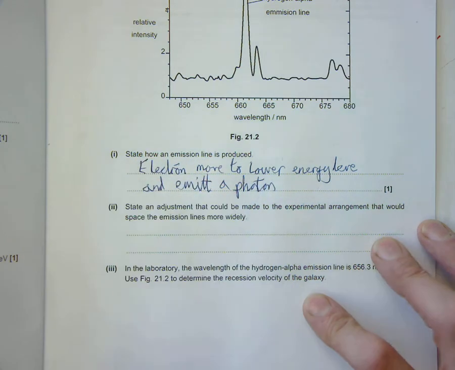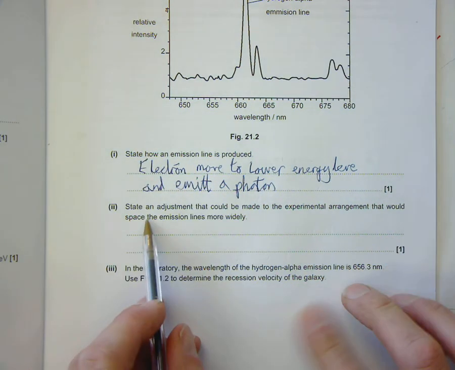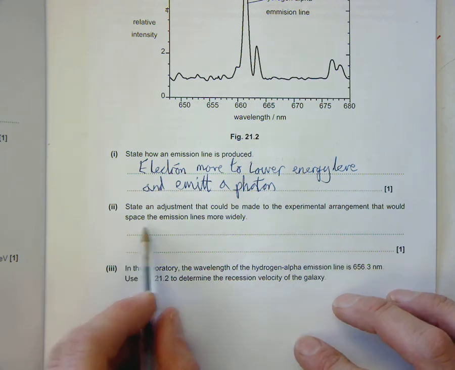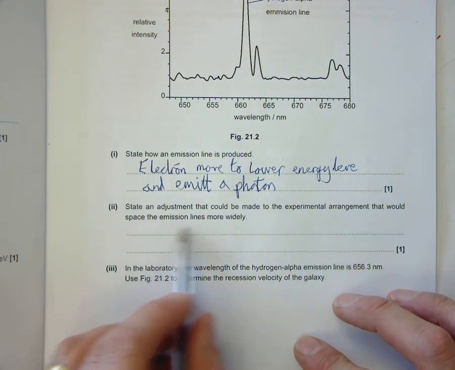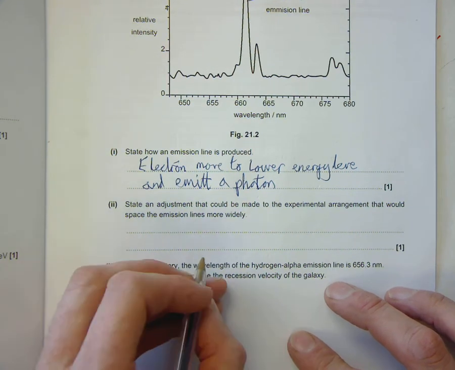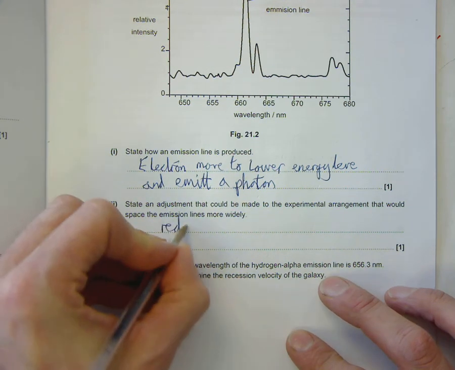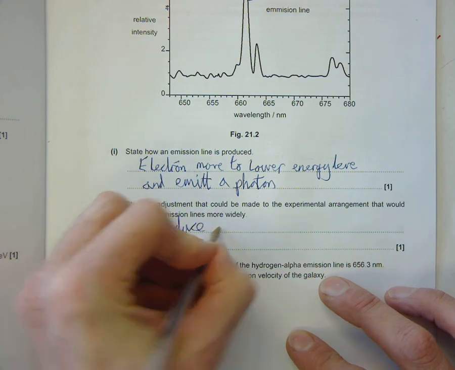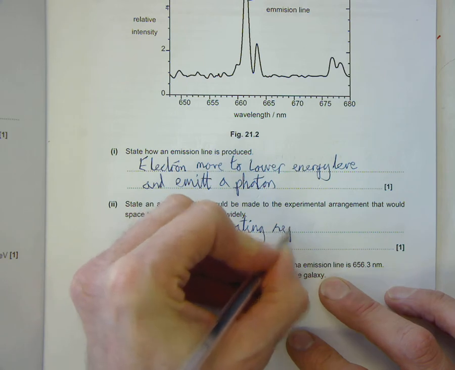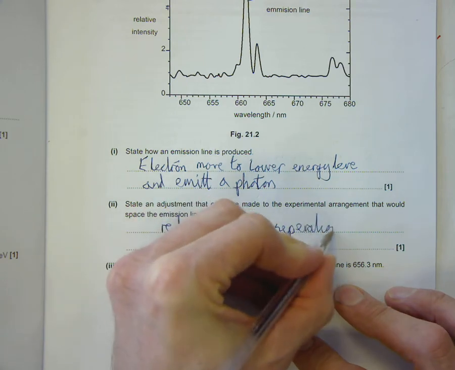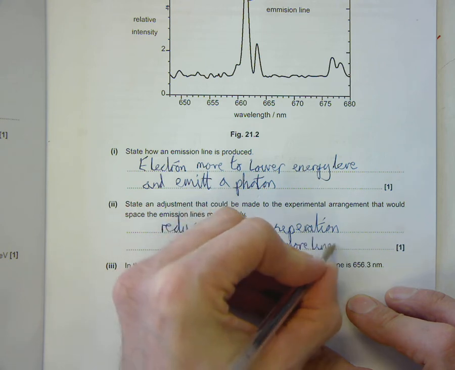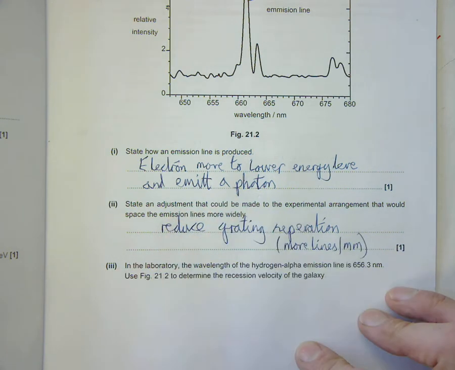Part 2. What adjustment could be made to the experimental arrangement that would make the emission lines more widely spaced? Well, that's just a narrower diffraction grating, so I guess you should reduce the grating separation. If you want more lines per millimeter, same thing.